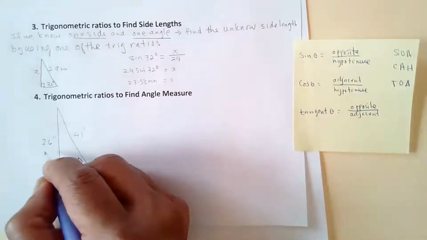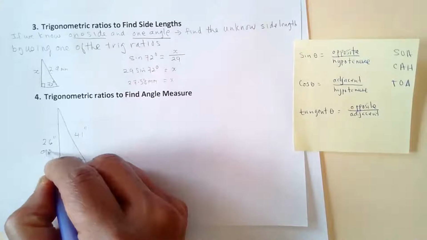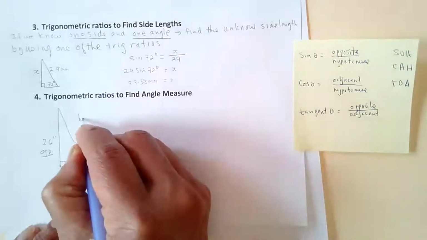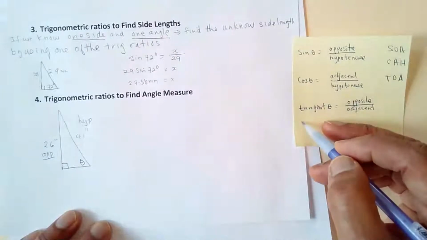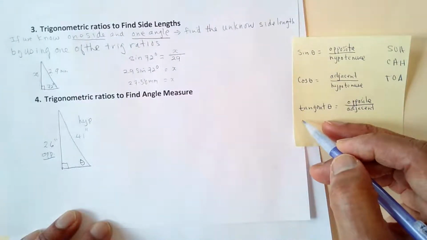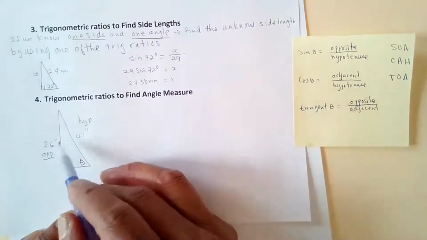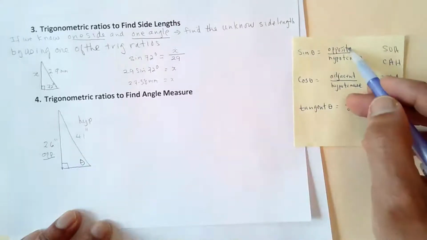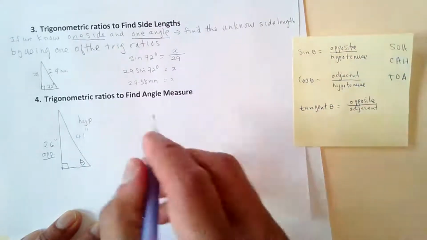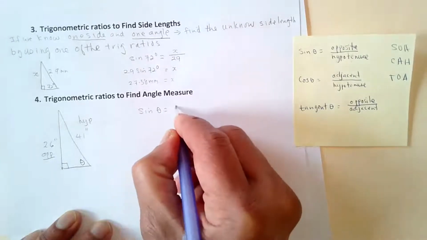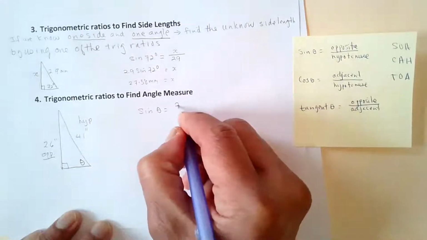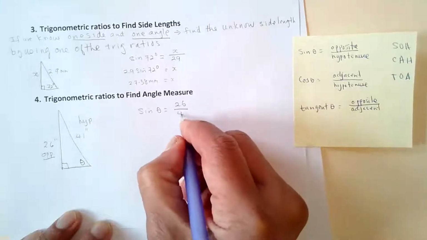So we have the opposite side and we have the hypotenuse. So I go to my trig ratio here and see where it matches, where I have the opposite and hypotenuse. Opposite hypotenuse is sine. So I'll use a sine ratio. Sine theta is equal to, opposite is 26 divided by 41.